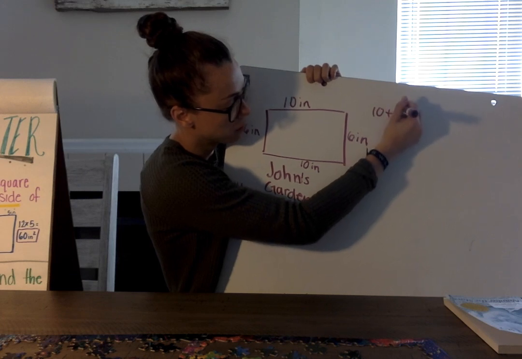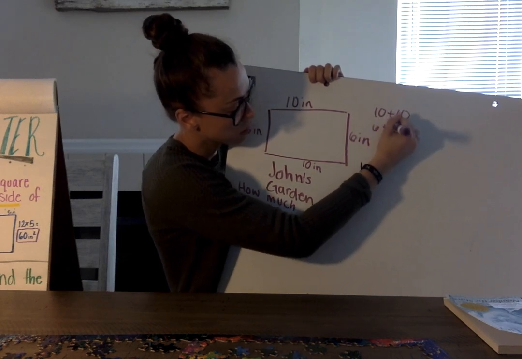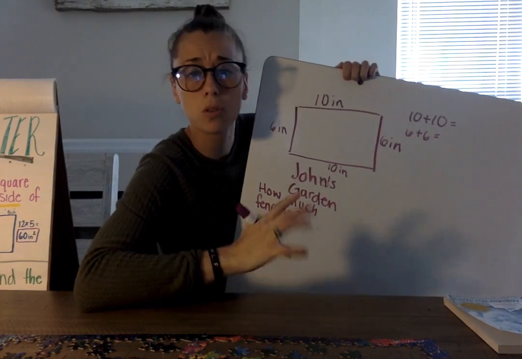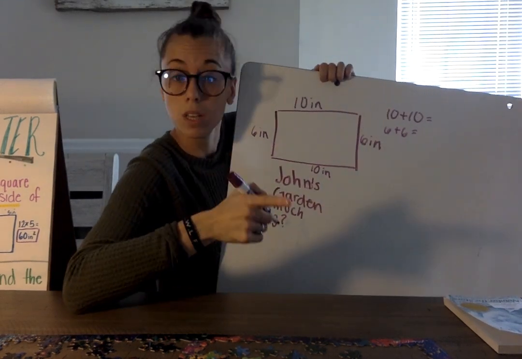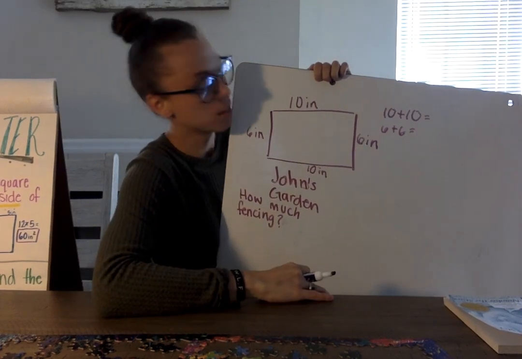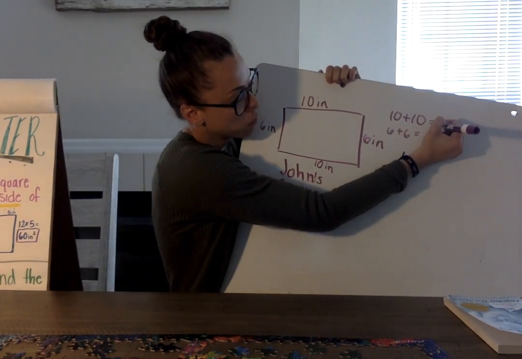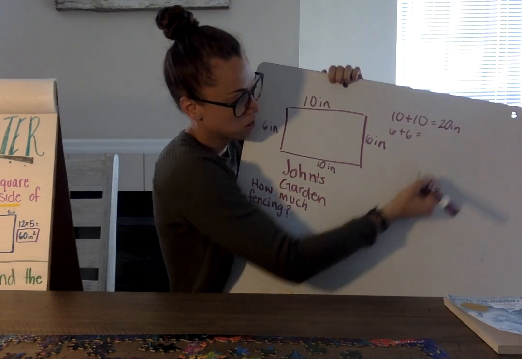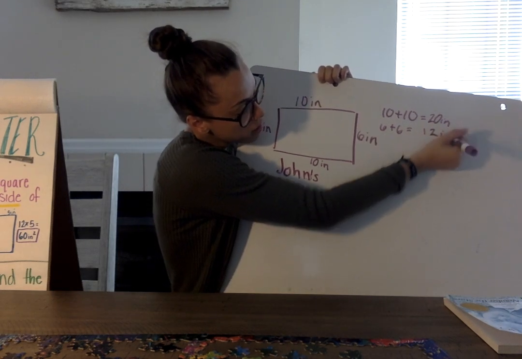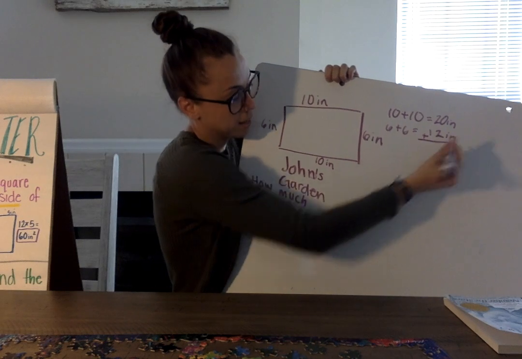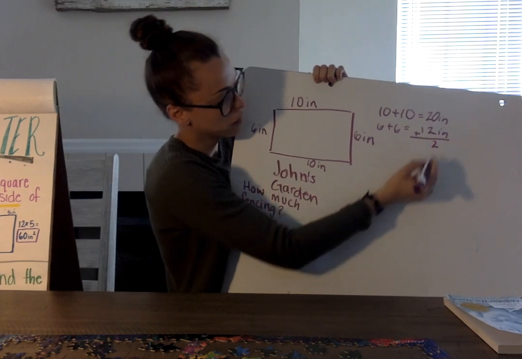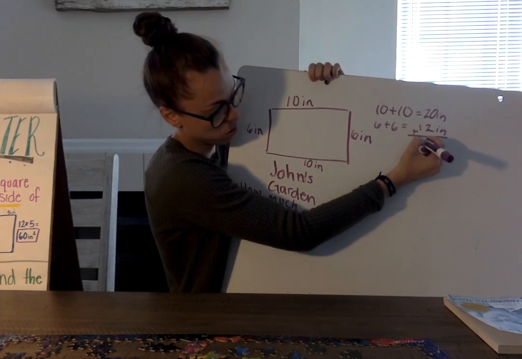So we got 10 plus 10, 6 plus 6. And I like grouping the same numbers together, but you can add it however you want because we know the commutative property of addition, it doesn't matter what order that we add. So we have 10 plus 10, which is 20 inches. 6 plus 6, which is 12 inches. And then we can add these together. 0 plus 2 is 2, always starting in our ones place. 2 plus 1 is 3.